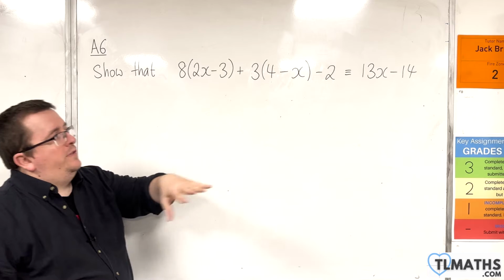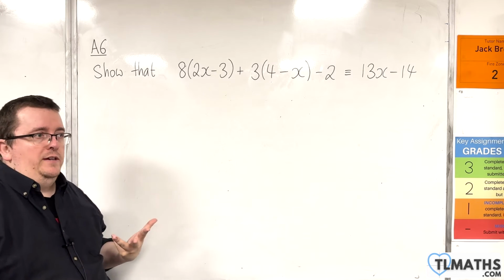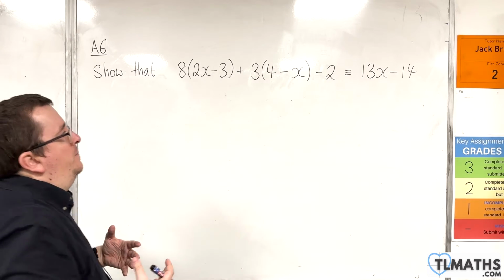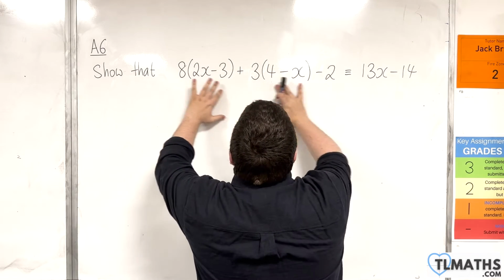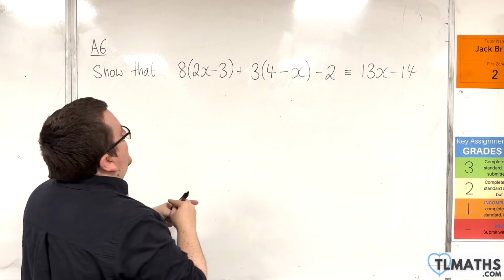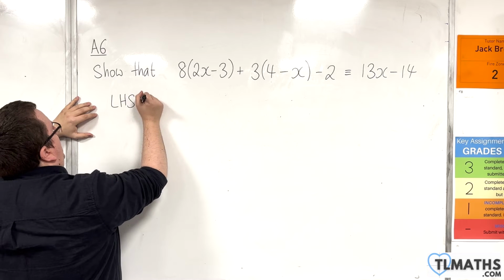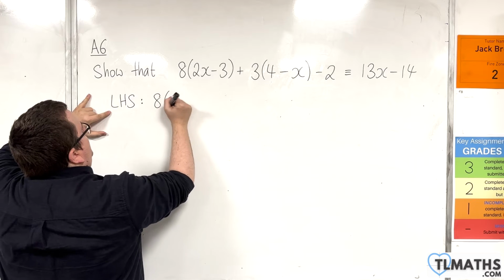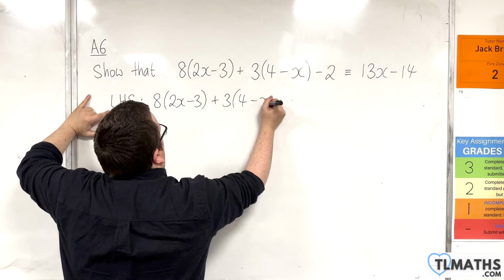Now, in order to do this, I would always advise that you take the most complicated looking side and use that one to try and engineer it to get to the other side. If I started with this one and tried to engineer it to look like this, that's a little bit more tricky, okay? So let's take this side. So I'm going to identify it as the left-hand side, LHS, and I'm going to write 8 2x take away 3. So I'm just going to repeat that in my working.